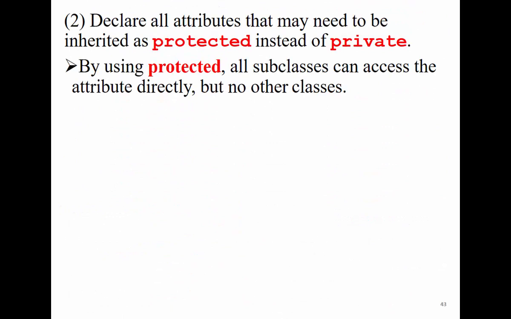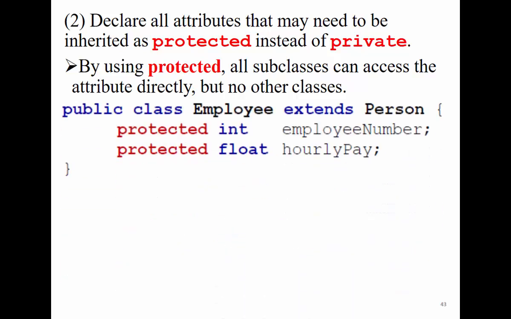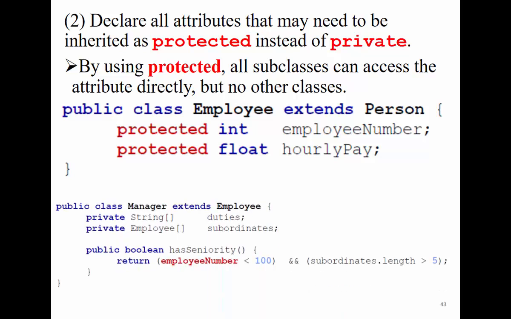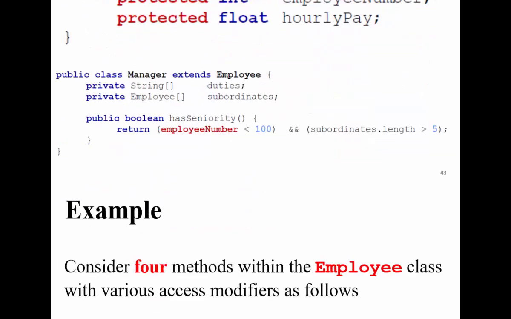Now, another way is to define it as protected, not as private. So when we define it as protected, the client cannot access it directly, but the subclass can access this field directly. So we define all the fields inside the employee as protected, so the manager can access them directly because the manager extends the employee. So these are 2 solutions to access the private fields. Okay? 2 solutions to access the private fields.